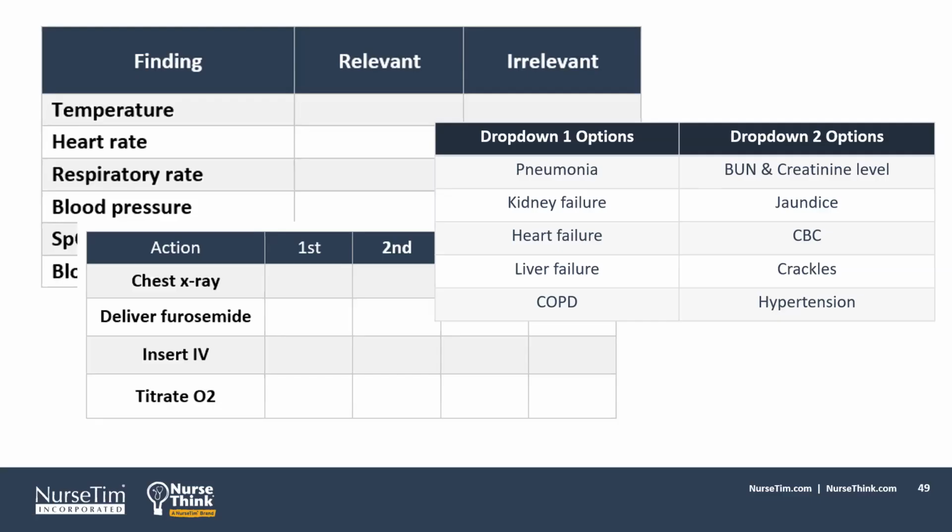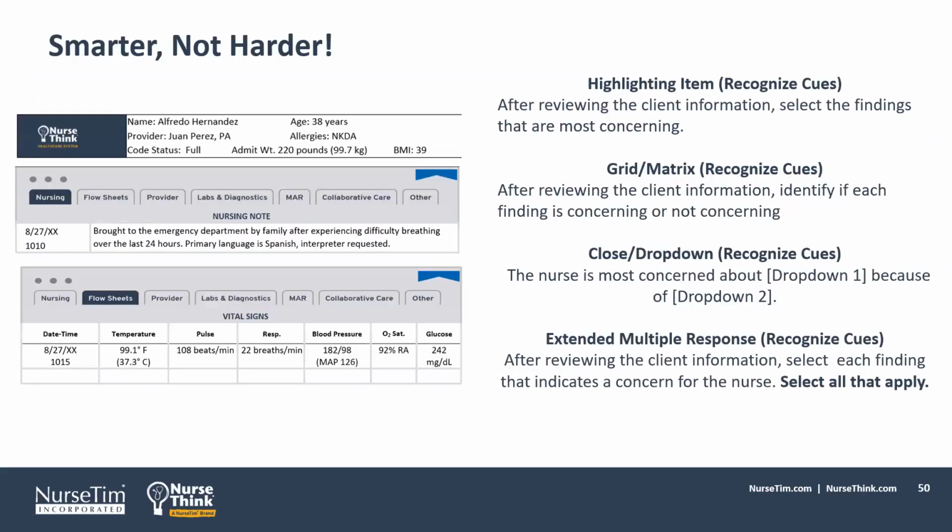I could even take this drop-down option 1. I've got 5 different diseases there, and my drop-down 2 correlates with those 5, so I could have 5 different cases using this question. The other thing that you want to think about as you're rolling out Hernandez, Mr.